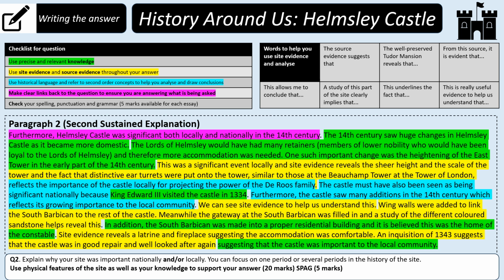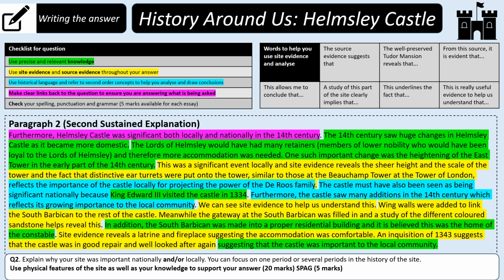This was a significant event locally, and site evidence reveals the sheer height and the scale of the tower, and the fact that distinctive ear turrets were put onto the tower, similar to those at the Beauchamp Tower at the Tower of London, reflects the importance of the castle locally for projecting the power of the de Roos family. The castle must have also been seen as being significant nationally because King Edward III visited the castle in 1334. Furthermore, the castle saw many additions in the 14th century, which reflects its growing importance to the local community.